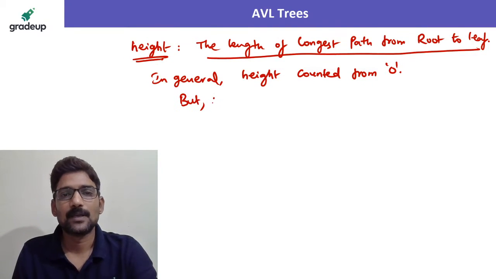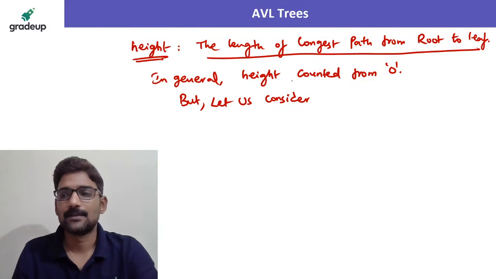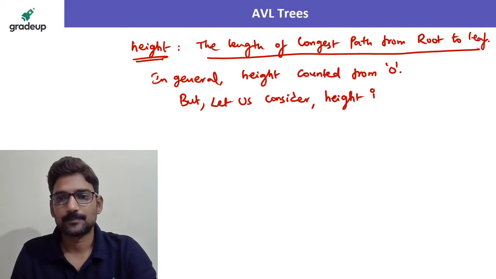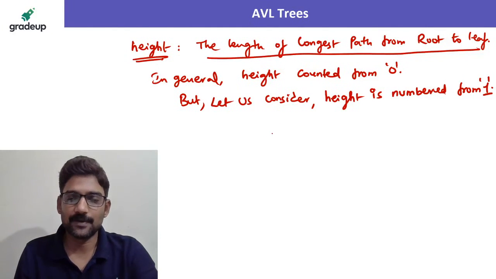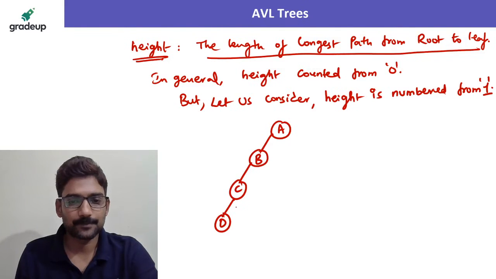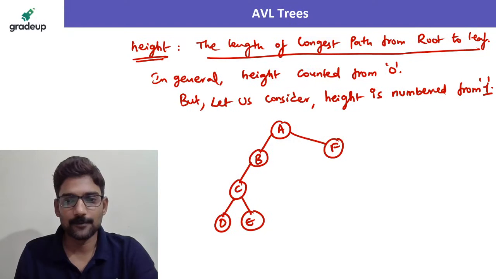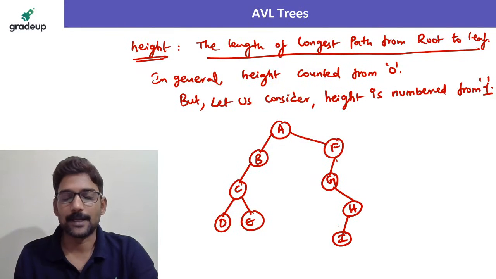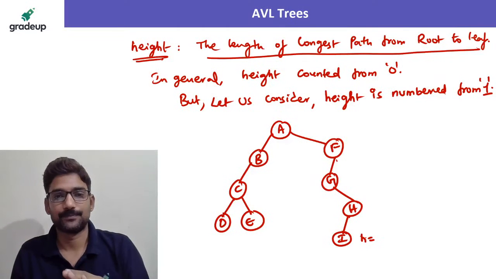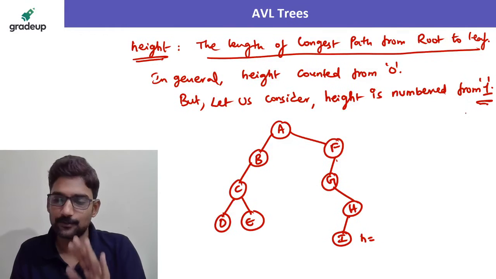But let us consider that the height is numbered from 1. Okay, we are counting height from 1. So suppose I am taking a binary tree like this: A, B, C, D, E, F, G, H, I. Now, first, what is the height of I? We are counting the height from 1. Okay, please remember this. Generally, we don't count from 1, we count from 0 only.